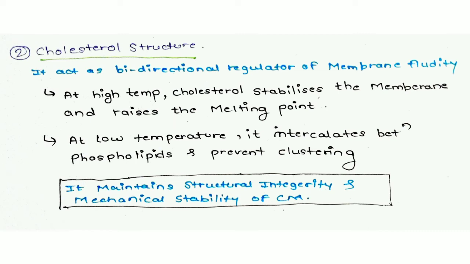The second is cholesterol structure. Cholesterol acts as a bidirectional regulator of membrane fluidity. At higher temperature, cholesterol stabilizes the membrane and raises the melting point, whereas at lower temperature, it intercalates between phospholipids and prevents clustering. Hence, I've been saying that it maintains structural integrity and the mechanical stability of the cell membrane. Next topic is regarding protein.